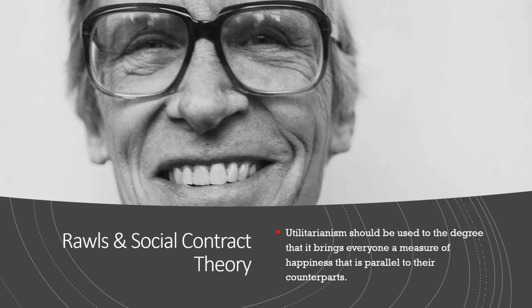In other words, he believed that utilitarianism should be used to the degree to which it brings everyone a measure of happiness that is parallel to their counterpart, and should there be a difference in happiness or excellent outcome, it should be to the advantage of the most disadvantaged. The limitation of contract theory is that it gives the foundation for minimalist morality, and agents are only constrained to act morally if a formal contract is in place, hence social contract.